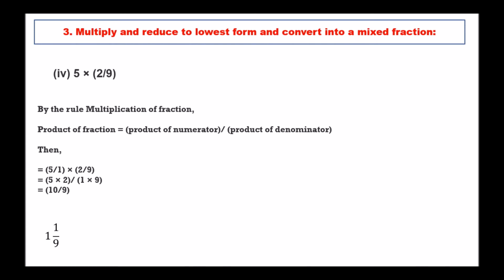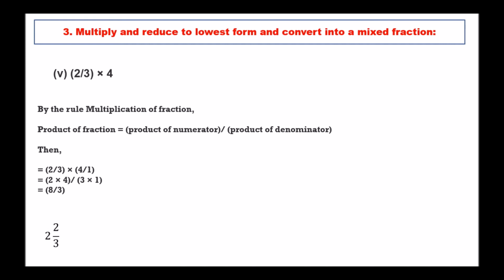5 into 2 upon 9. So the rule of multiplication of fractions is that the product of fractions equals the product of numerators divided by the product of denominators. So it is 5 upon 1 into 2 upon 9. So 5 into 2 divided by 1 into 9. So it is 10 upon 9, and the mixed fraction is 1 and 1 by 9.